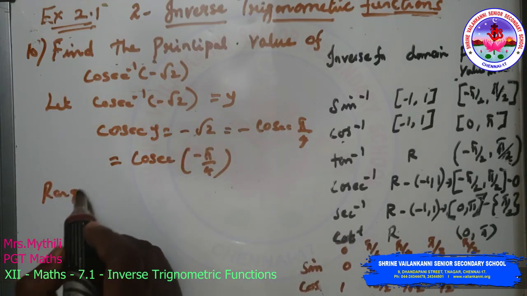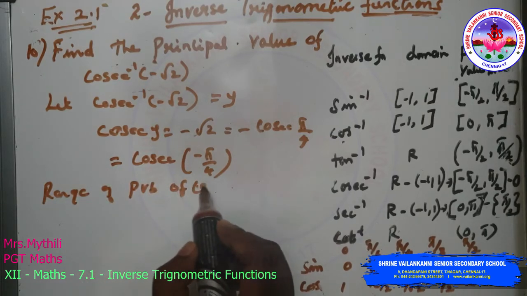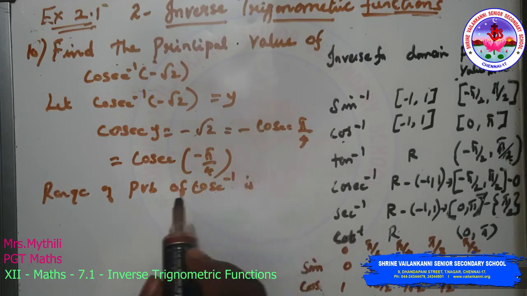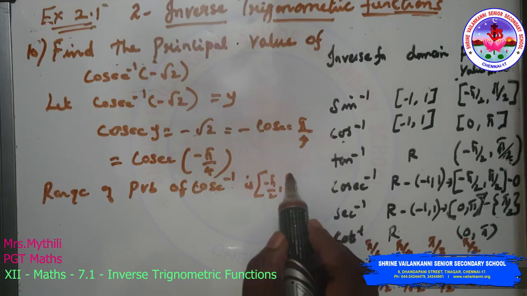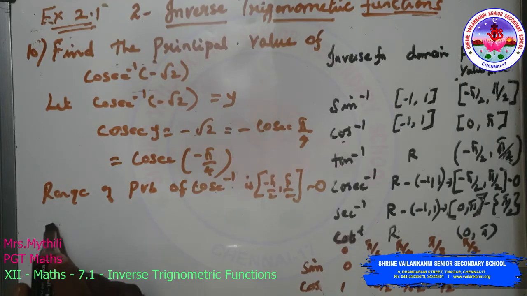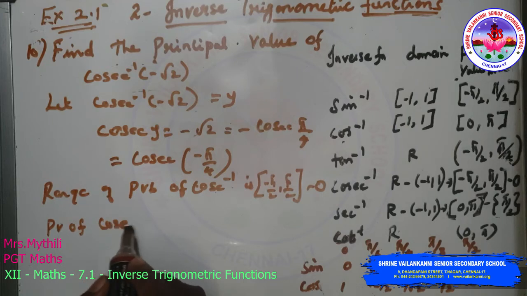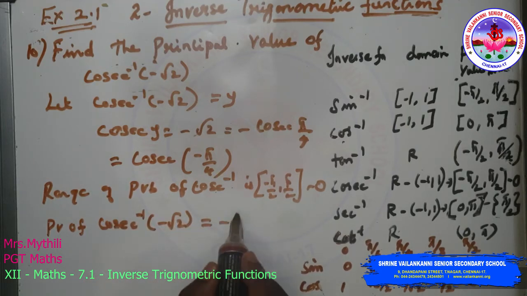The range of the principal value branch of cosecant inverse is minus pi by 2 comma pi by 2, excluding 0. So minus pi by 4 lies in the branch. Therefore the principal value of cosecant inverse of minus root 2 is minus pi by 4.